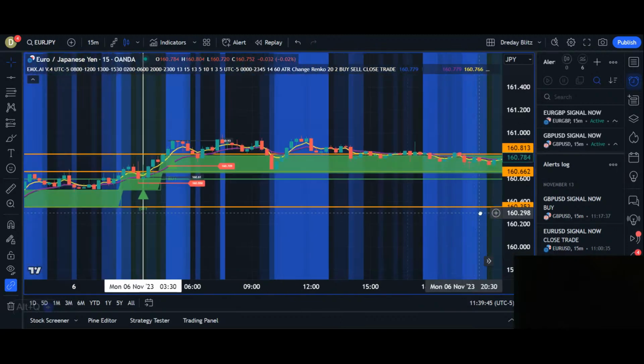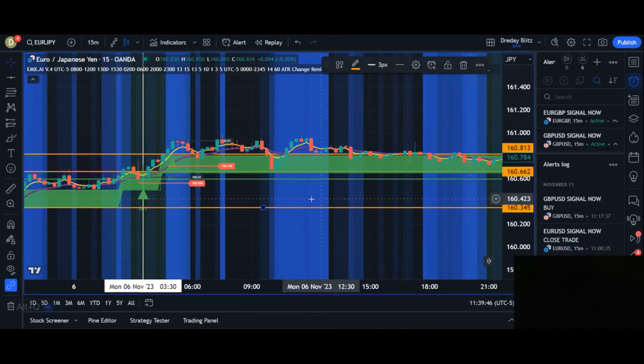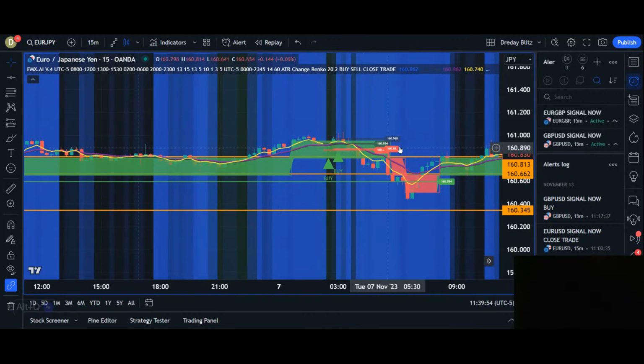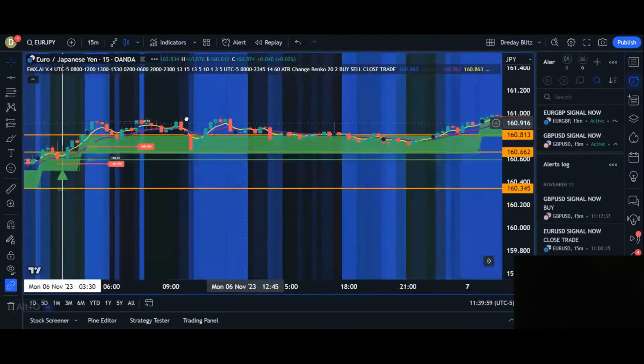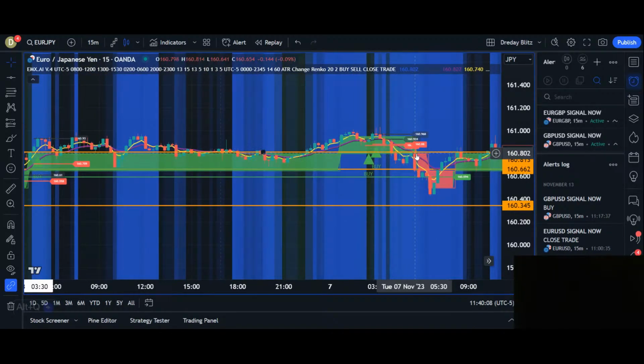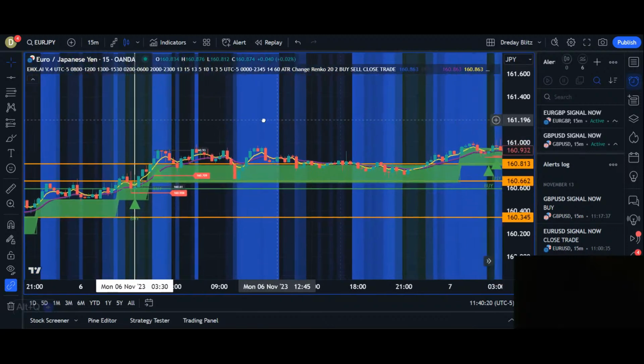So that means that you would be in the trade from this price right here until here. So from Monday 3:30 a.m. until Tuesday 5:30 a.m. So almost a day you will be in that trade.